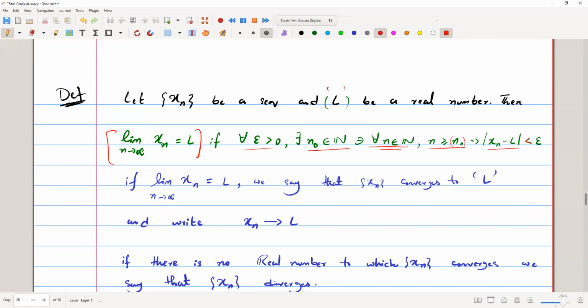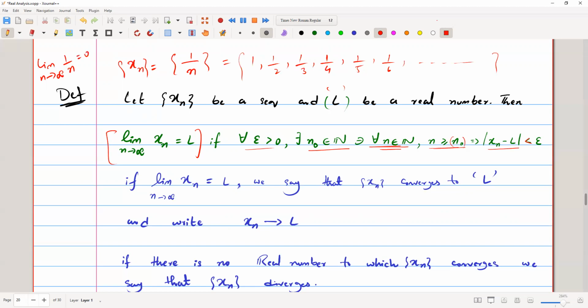So what does it actually mean? For instance, if we talk about the sequence 1 over n, so xn equals 1 over n, we can write the terms of the sequence: 1 over 2, 1 over 3, 1 over 4, 1 over 5, 1 over 6, and so on. Now, I'm claiming that the limit as n tends to infinity of 1 over n equals 0.